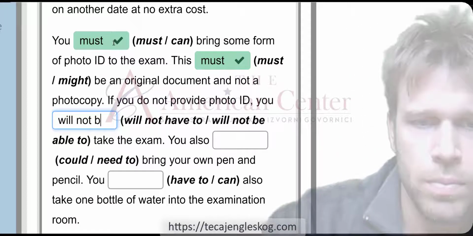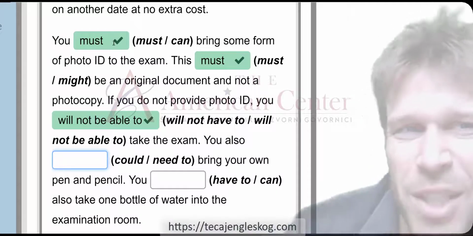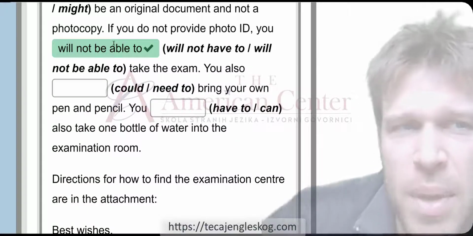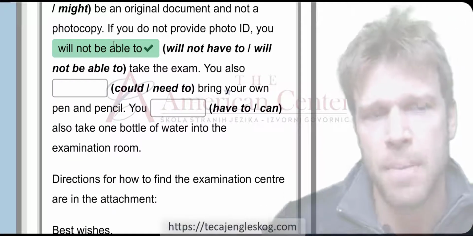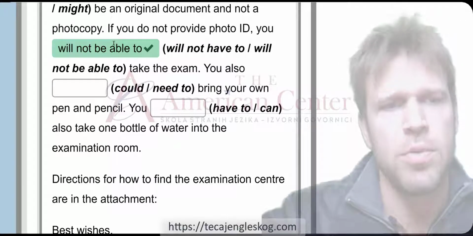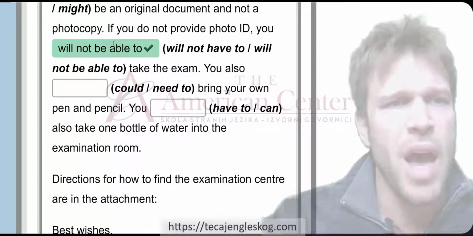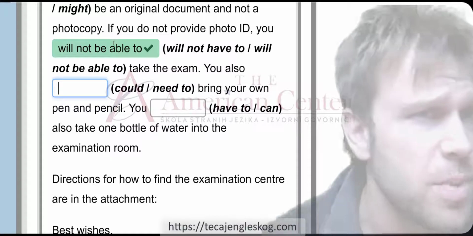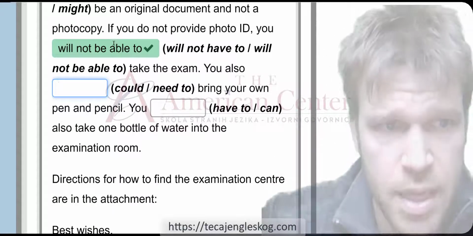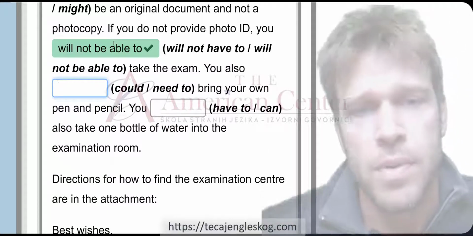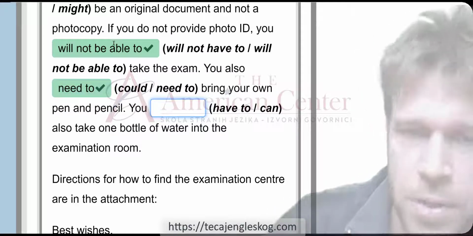You also, okay, could, well, here we're more or less advising, borderline on necessity. Okay, you need to. You also need to bring your own pen, okay? Not could. We're not asking possibility or permission. This is borderline, this is necessity more or less, okay? Need to, okay? Bring your own pen and paper. You have to. Oh, finally, have to.